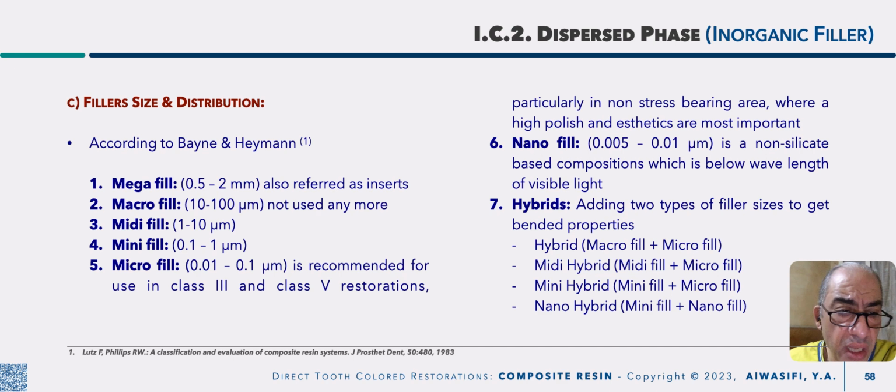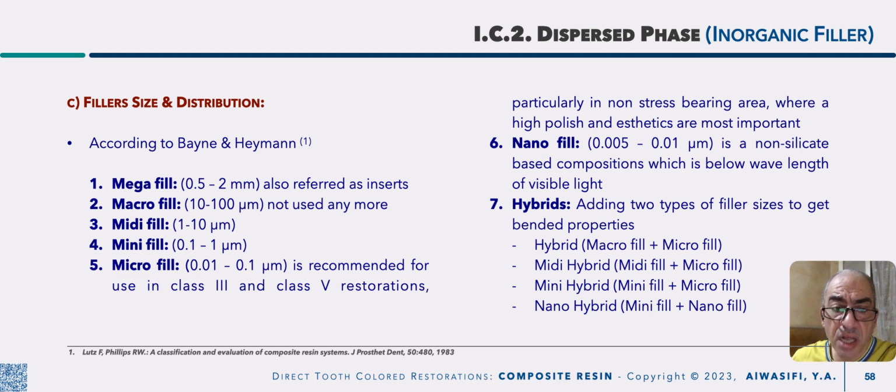According to Bayne and Heymann, filler may be megafill, which is referred to as inert, with a diameter ranging from 0.5 to 2 millimeters. Macrofill, which was added by Rafael Bowen, ranges from 10 to 100 microns and is not used anymore. Midifill is 1 to 10 microns. Minifill is 0.1 to 1 micron. Microfill is 0.01 to 0.1 micron, which is recommended for class 3 and class 5 restorations, where it is a non-stress bearing area.